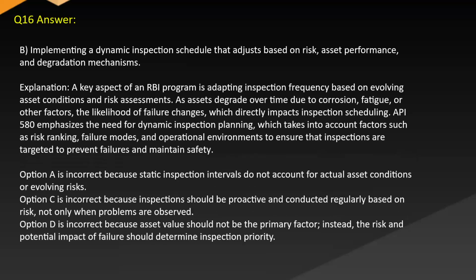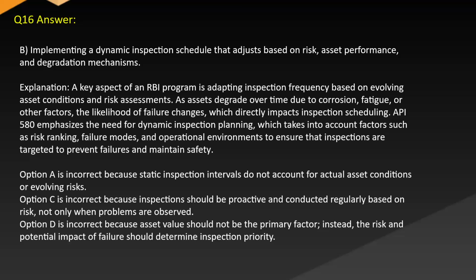Answer: B. Implementing a dynamic inspection schedule that adjusts based on risk, asset performance, and degradation mechanisms. Explanation: A key aspect of an RBI program is adapting inspection frequency based on evolving asset conditions and risk assessments. As assets degrade over time due to corrosion, fatigue, or other factors, the likelihood of failure changes, which directly impacts inspection scheduling. API 580 emphasizes the need for dynamic inspection planning, which takes into account factors such as risk ranking, failure modes, and operational environments to ensure that inspections are targeted to prevent failures and maintain safety.